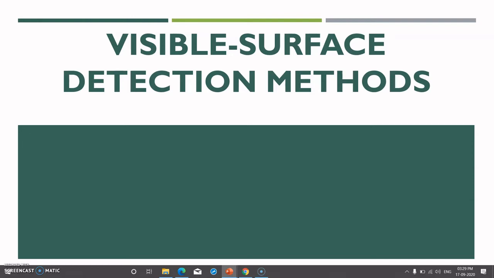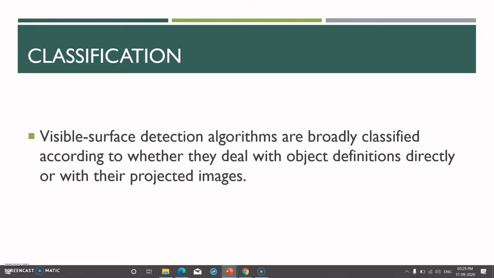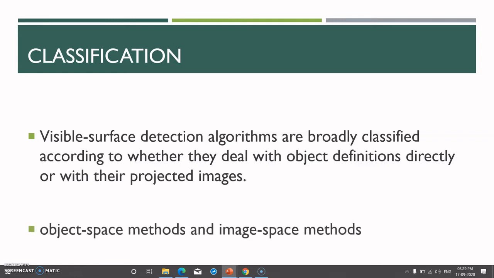Basically, we call it visible surface detection methods because in the wireframe model, you have seen that only the visible part has been wireframed, right? And that is known as visible surface detection. So there is a classification for visible surface detection methods. That is, visible surface detection algorithms are broadly classified according to whether they deal with object definitions directly or with their projected images. So there are two methods: the object space method and the image space method.